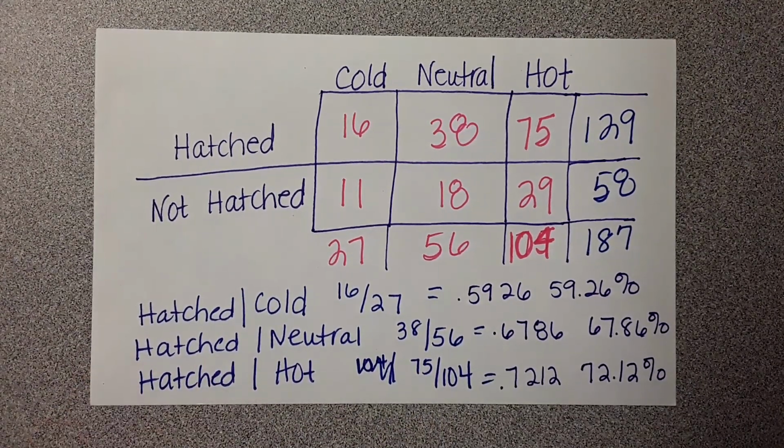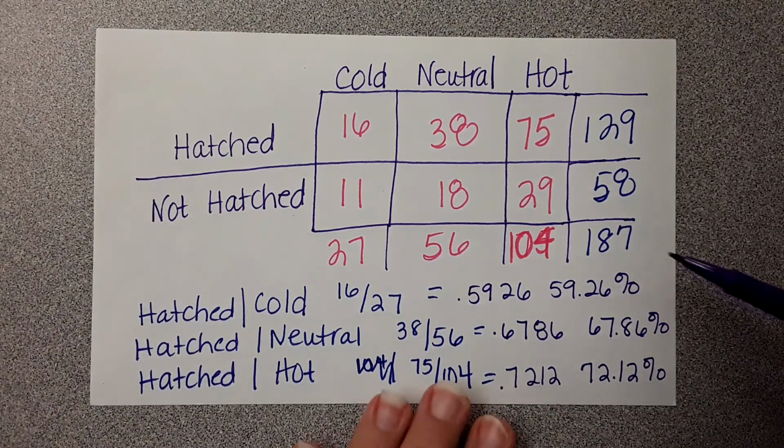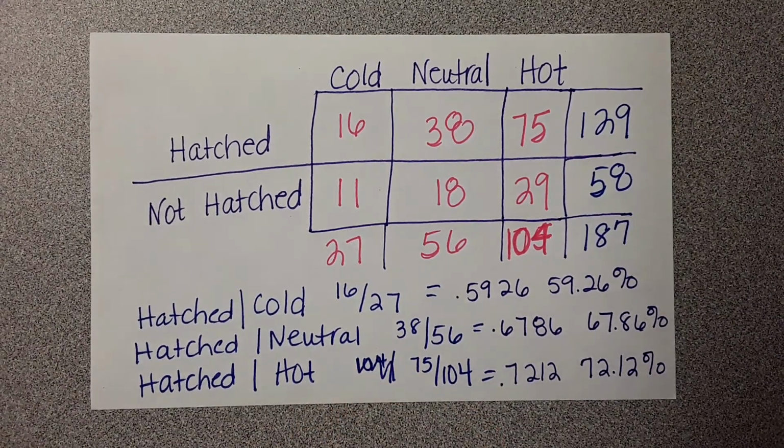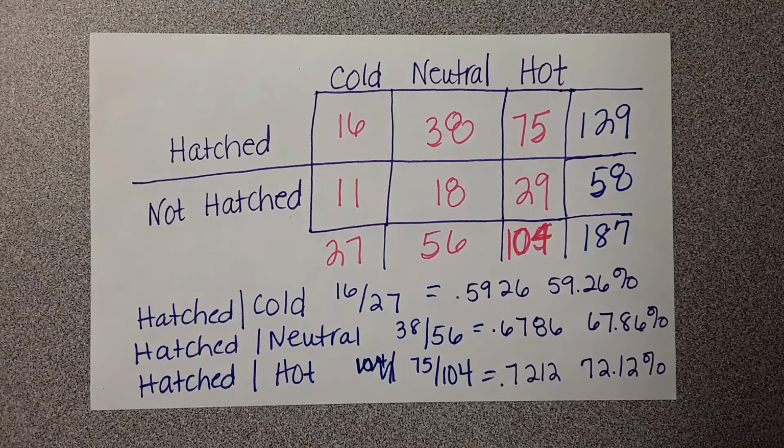What you've done is you've just found a conditional distribution. So what do you notice? You're doing cold water, even though a lot of people would think in cold water you couldn't hatch eggs. It's over half, right? Over half those eggs are hatching. Of course, hot water is the best, and neutral is up there as well. I have uploaded another problem that I want you to try, okay? Thank you.